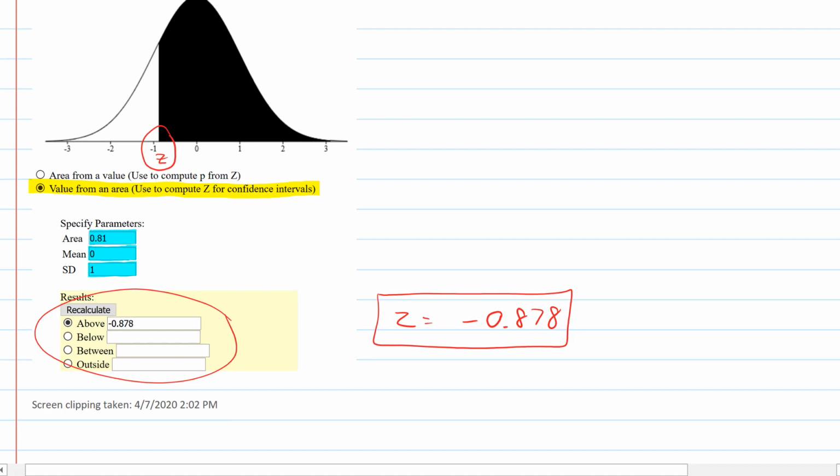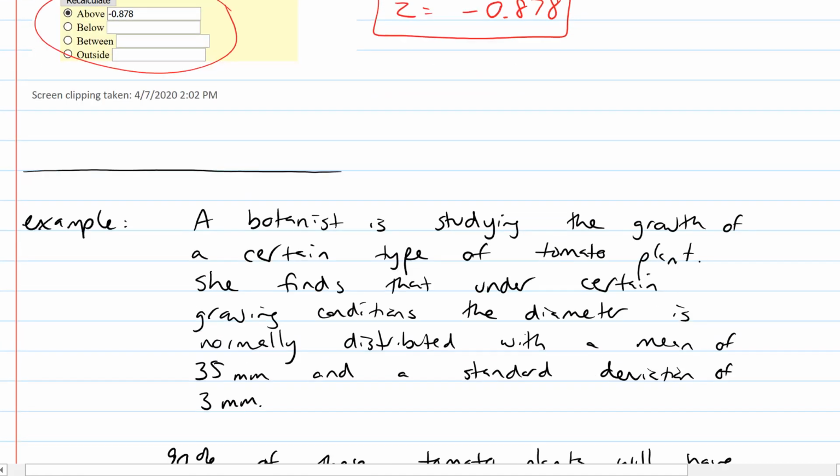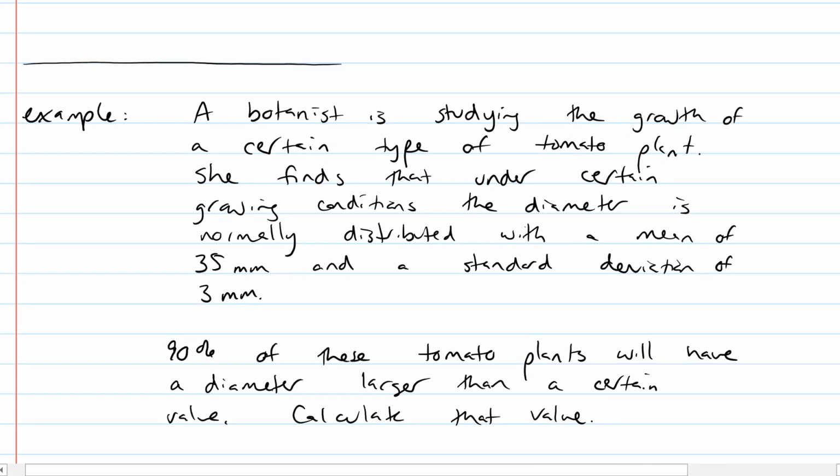So let's take a look at this in action. We're going to do a full example. Here's our full example. A botanist is studying the growth of a certain type of tomato plant. She finds that under certain growing conditions the diameter is normally distributed, with a mean of 35 millimeters and a standard deviation of 3 millimeters. So let's pick out the information that we need, it does in fact say that we've got a normal distribution here. We also can read off that our mean is 35 millimeters and the standard deviation is 3 millimeters.